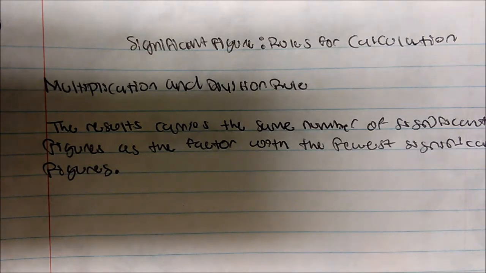So in this video, we're going to talk about significant figures, and the rules for calculation. Specifically, we're going to talk about the multiplication rule, the division rule, and also the addition and subtraction rule. Now, the multiplication rule says that the result carries the same number of significant figures as the factor with the fewest significant figures. So, what does that mean?